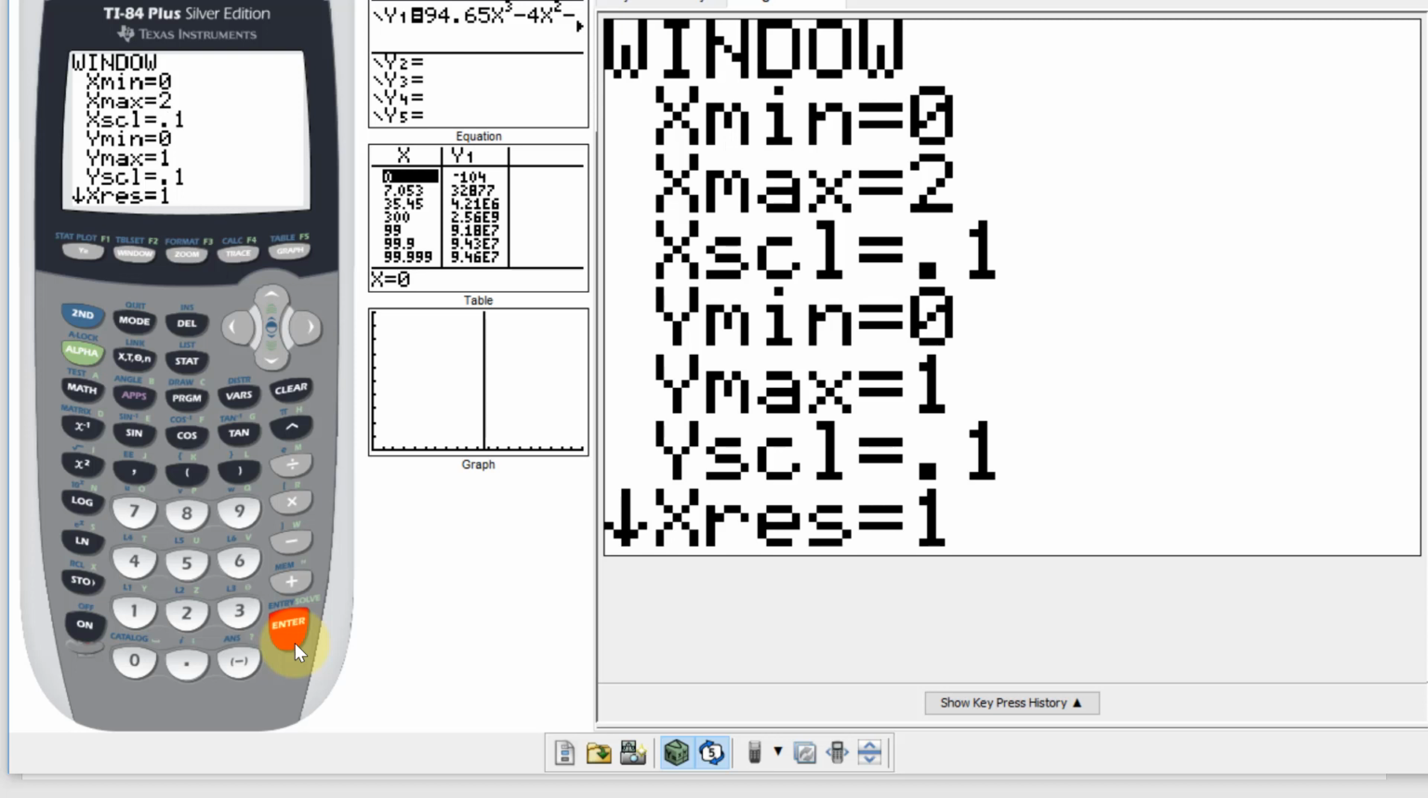The x scale here is 0.1, so that seems fine. It doesn't really matter what you have there. And even the y scale, for the purpose of this particular process of trying to solve an equation, it doesn't really matter what you have for the y scale either.